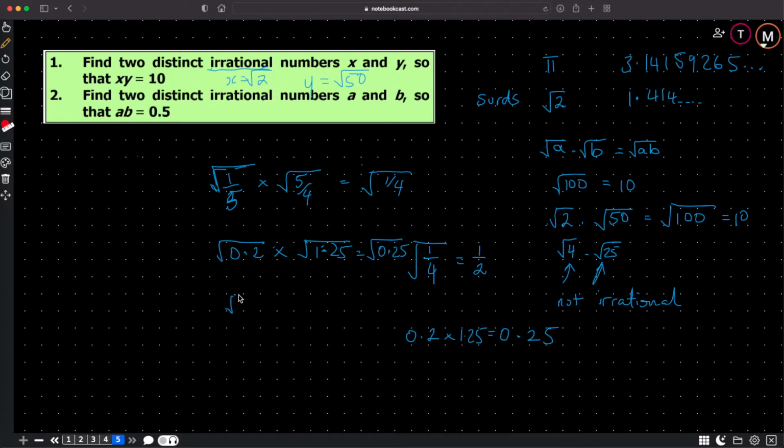So what about root 2 times the square root of 1 over 8? That should work. They're both irrational. Yeah. And then 2 times an eighth is a quarter. So there's another solution. Nice one. So let's use that one because I like it more. So x is equal to root 2. Sorry, a, not x. I'm writing x and y. Oh, the first one was x and y. That's why I got confused. The second one is a and b. So a is equal to root 2 and b is equal to the square root of 1 over 8. Very nice.